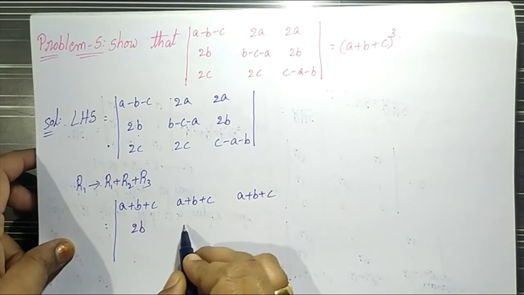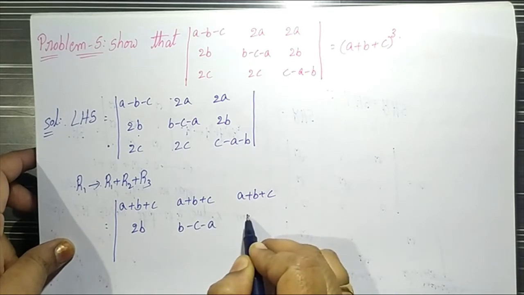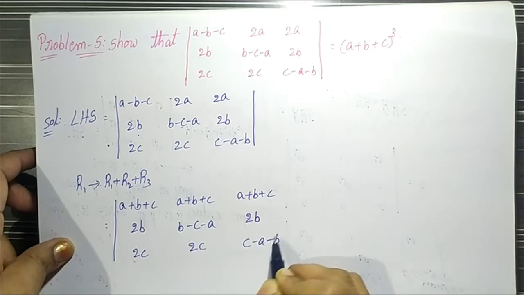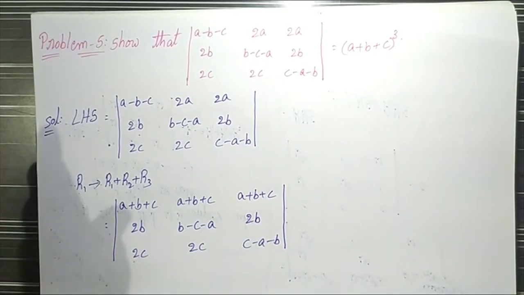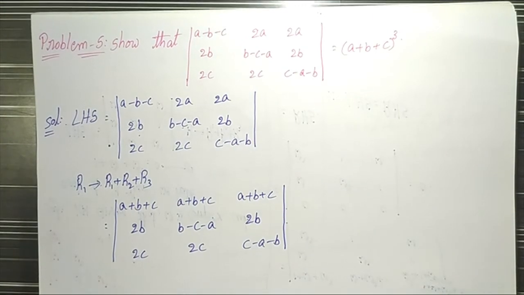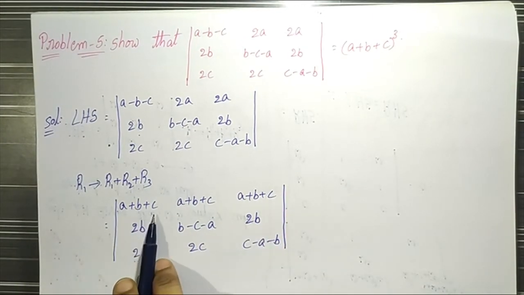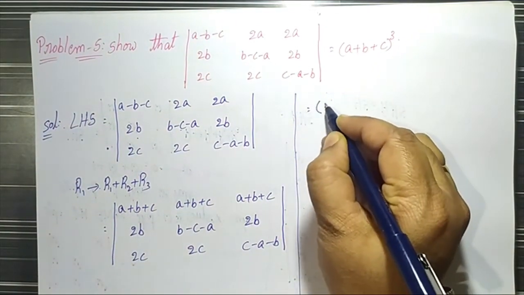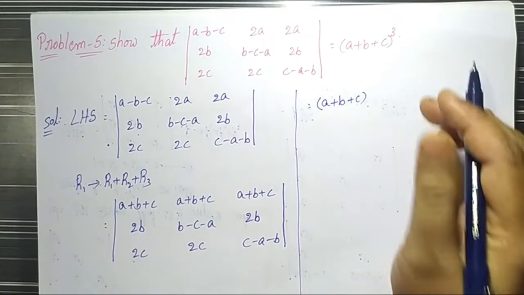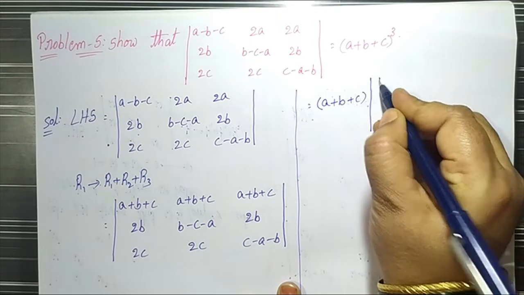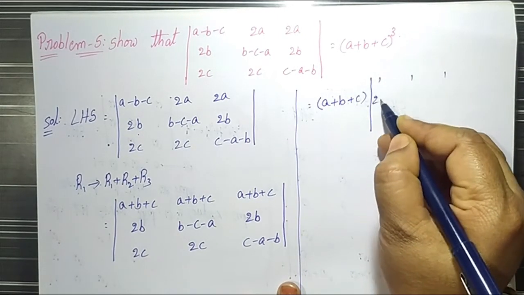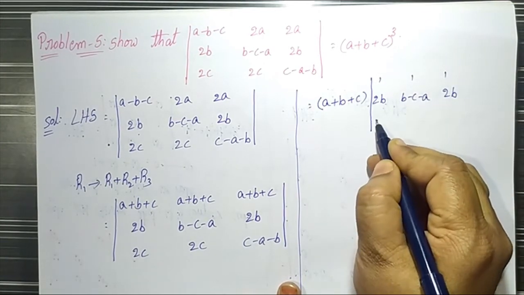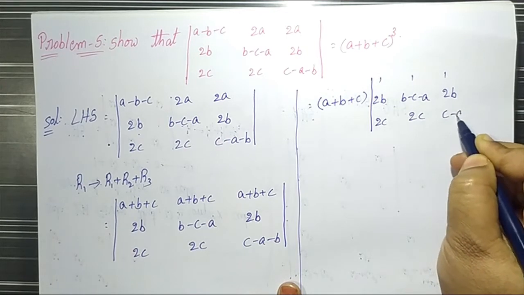Then the second row is the same: 2b, b minus c minus a, 2b; 2c, 2c, c minus a minus b, determinant. Then in the first row we take a plus b plus c common, that is equal to a plus b plus c taken common, determinant 1 1 1; 2b, b minus c minus a, 2b; 2c, 2c, c minus a minus b.